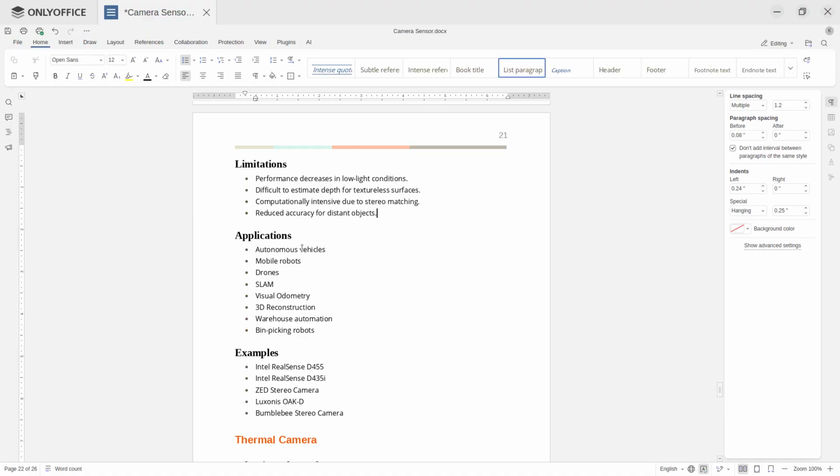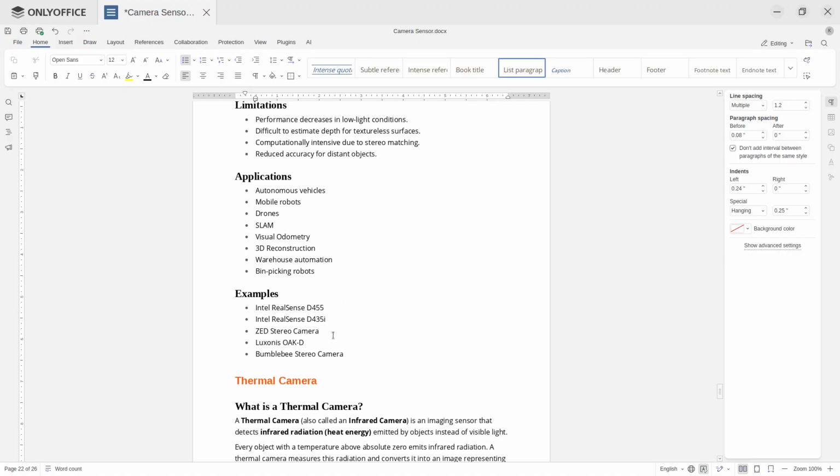Applications: autonomous vehicle, mobile robots, drones, SLAM, visual odometry, 3D reconstruction, warehouse automation, bin pick robots. Example: Intel RealSense D435i Z stereo camera, Oak D, and Bumblebee stereo camera.